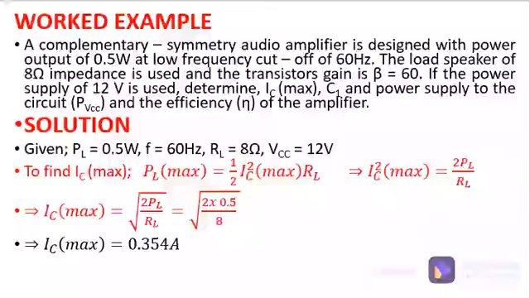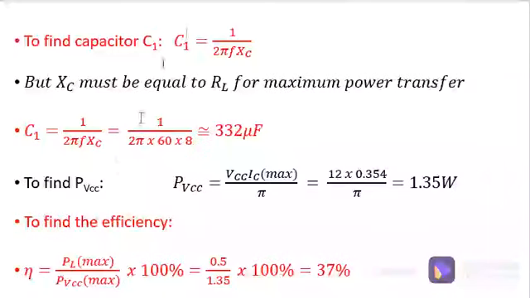The next one, I am asked to find the capacitor C1, and I know the formula: C1 is equal to 1 over 2 pi f XC. But this XC, that is the capacitive reactance, must be equal to the RL if we want to get maximum power transfer. So the RL is already given as 8.